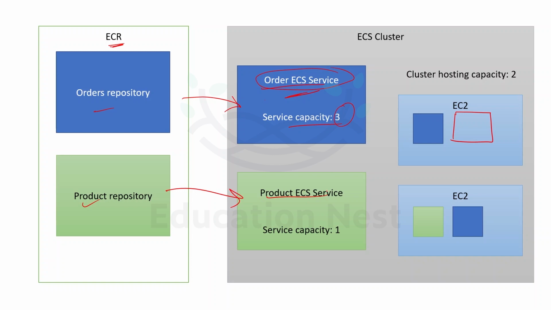Okay. If I say product service, it requires 1 container to run the product service. Now I have said that cluster hosting capacity is 2. It means that I need 2 EC2 instances running in the backend.